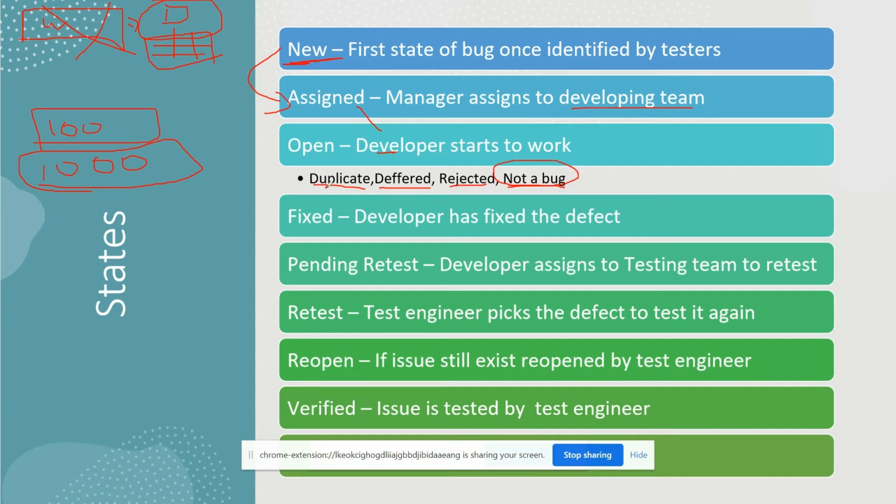Okay, so did you understand the difference? Duplicate, deferred, rejected, and not a bug. They'll ask you in interviews. Ma'am, please repeat. Duplicate, deferred, rejected, not a bug.